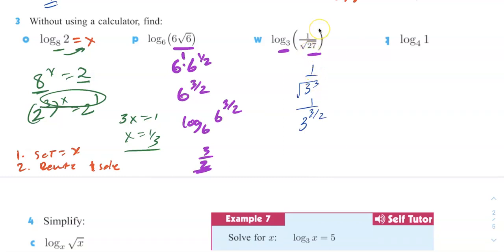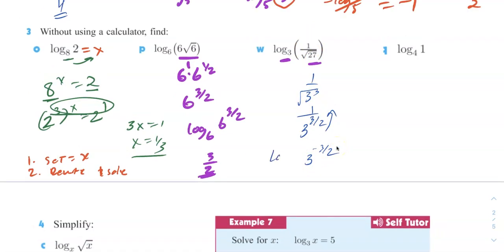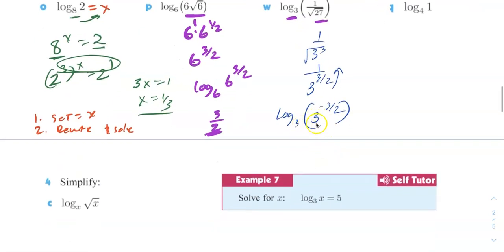And then we can move it to the top. So I get 3 to the negative 3/2. So I just rewrote all this right here, right? All this was 1 over the square root of 3 cubed, then it was 1 over 3 to the 3/2. Then you move it to the top and you get 3 to the negative 3/2. This side's still here. It's log base 3 of all this. Well, notice these match again. So they're going to cancel out and you just get negative 3/2.